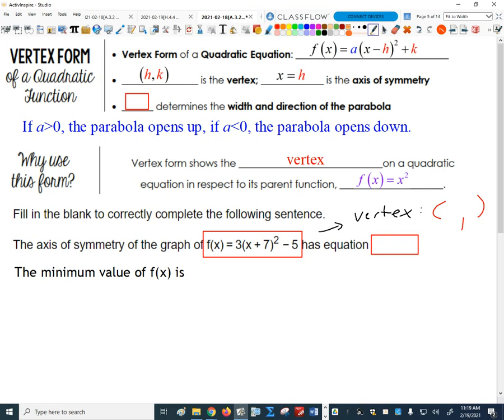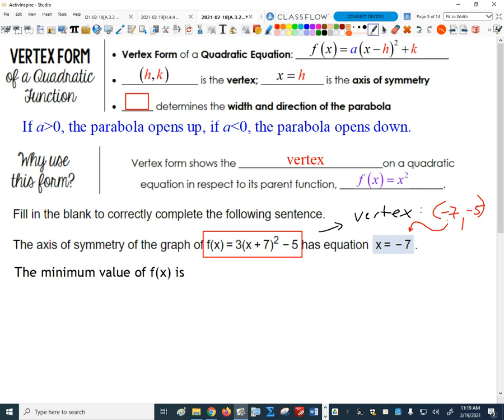Yeah, you got it, right? Just like before, just -7, -5, isn't it? Oops, wrong one. I guess I gave that away, didn't I? So it's -7, -5. And what's the axis of symmetry? Well, it's just x equals h. So it's x equals -7, right? Okay, what about this one?